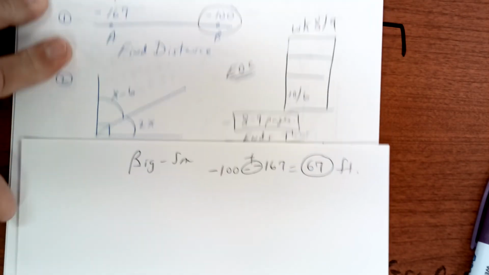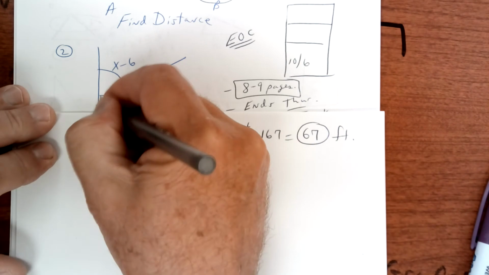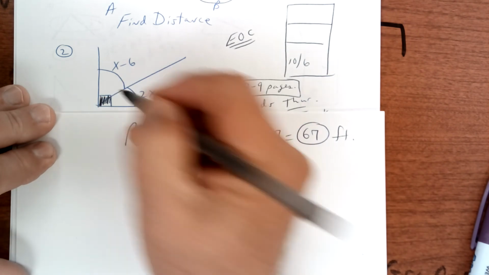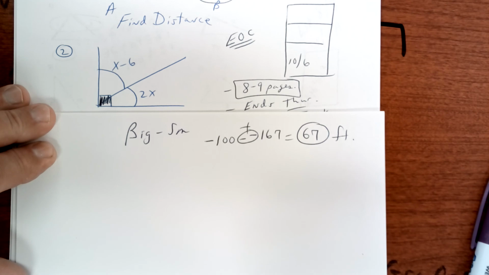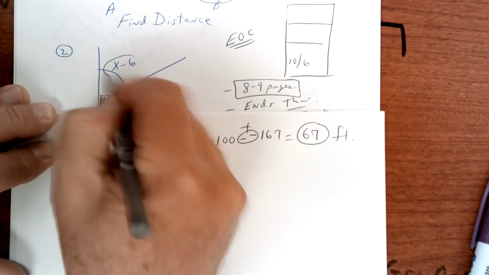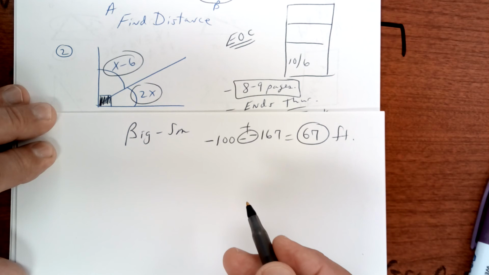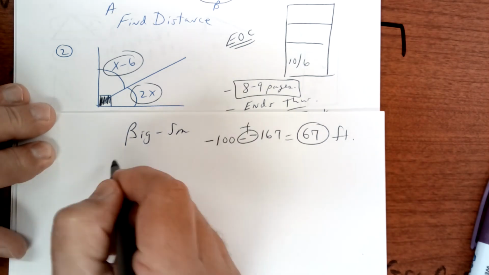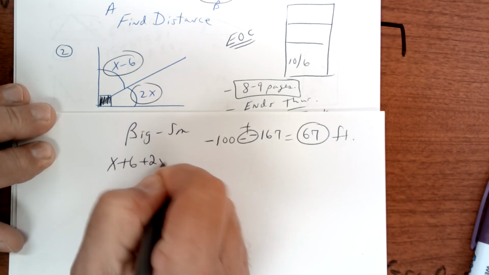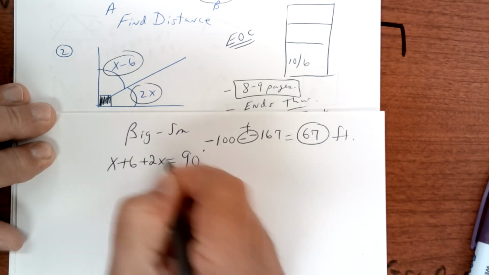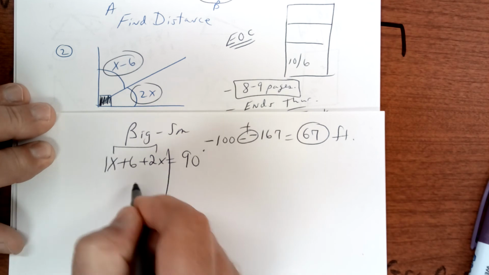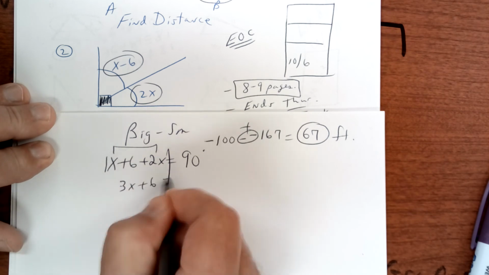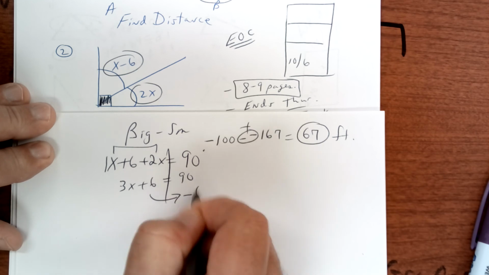Look here. This box means what? Is that supplementary or complementary? Well, that right there is definitely complementary. So you're going to add up these two and set it equal to 90 degrees. So we're going to go ahead and work this by saying x plus 6 plus 2x is equal to 90 degrees. This gives me 3x plus 6. I'm going to subtract 6 and then divide by 3.